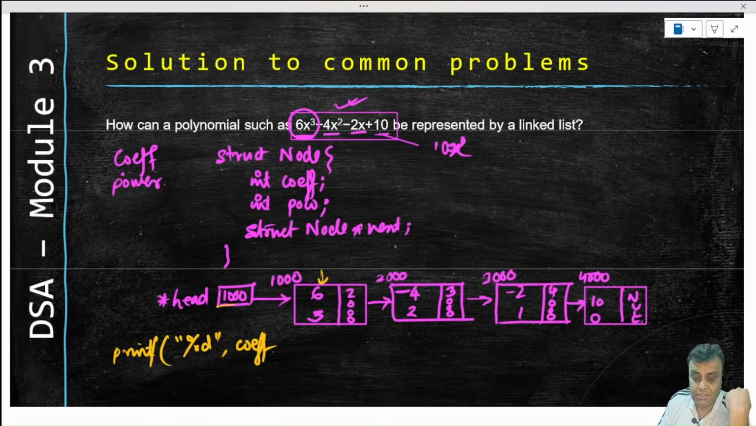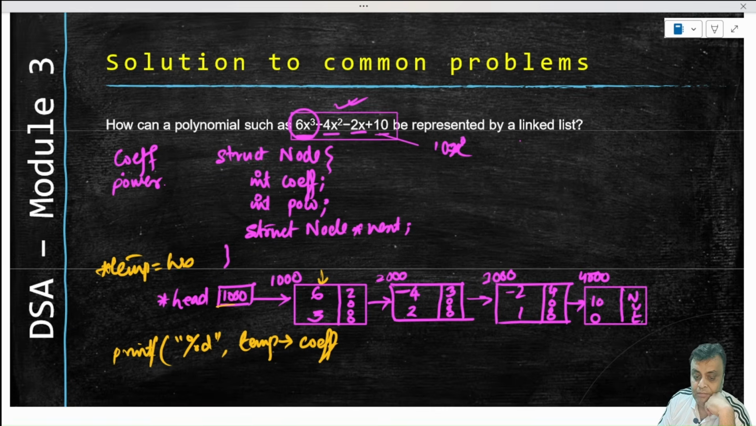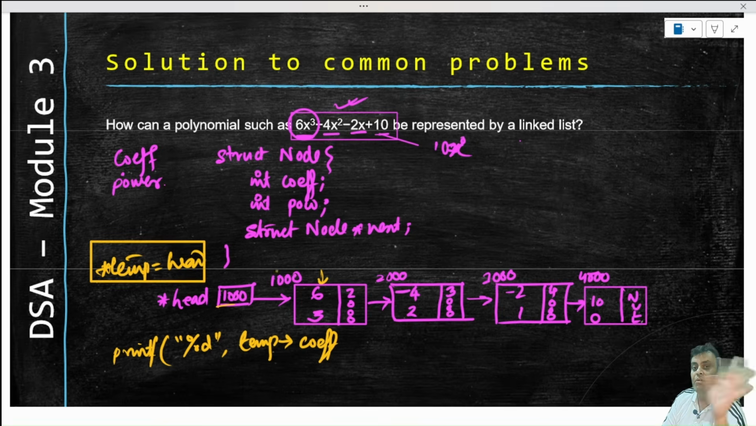Or we can simply say, because we will be traversing the list, something will be inside temp, right? There will be a temp, so temp arrow coefficient. Traversal means what? There should be a temp which will point to head, and using this we will be moving temp equal to temp arrow next inside a loop, you know by now. And then every time we move the loop, we will do a printf inside this loop, that temp arrow coefficient. So temp arrow coefficient is 6.